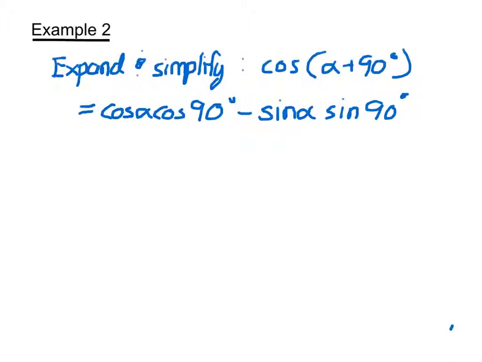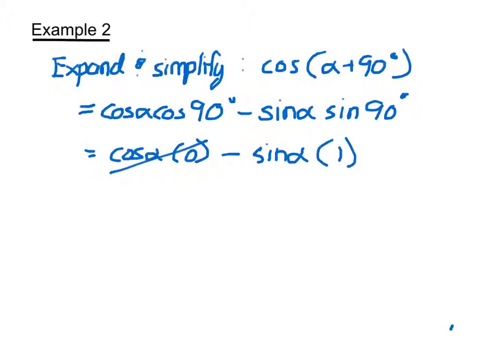And now because we have a number, we can actually do some real simplification here. Remember that the cosine of 90 degrees is 0. So I have cosine alpha times 0. And the sine of 90 degrees is 1. So I have sine alpha times 1. Well, this first term cancels, and the second term is simply minus sine alpha. And that's our answer. Much more simple than our cosine alpha plus 90. And you can practice more of these in the textbook.